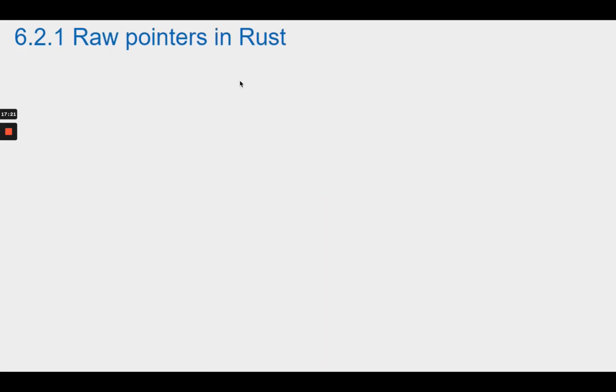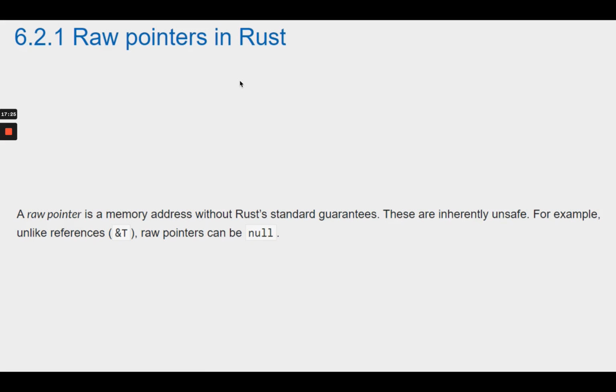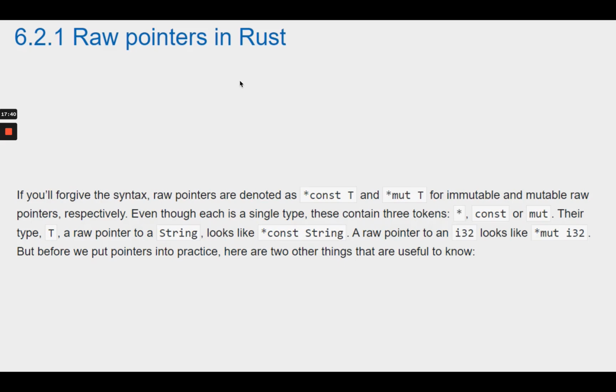Section 6.2.1, Raw Pointers in Rust. A raw pointer is a memory address without Rust's standard guarantees. These are inherently unsafe. For example, unlike references, &T, raw pointers can be null.